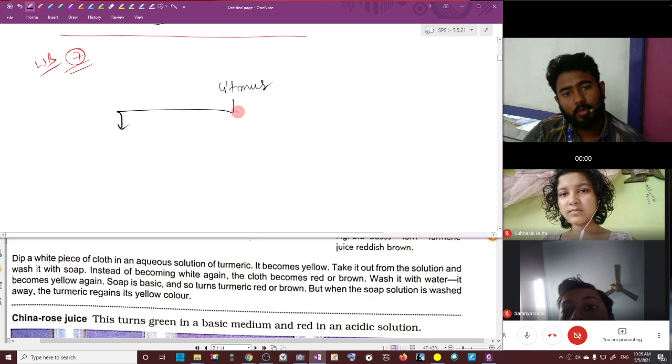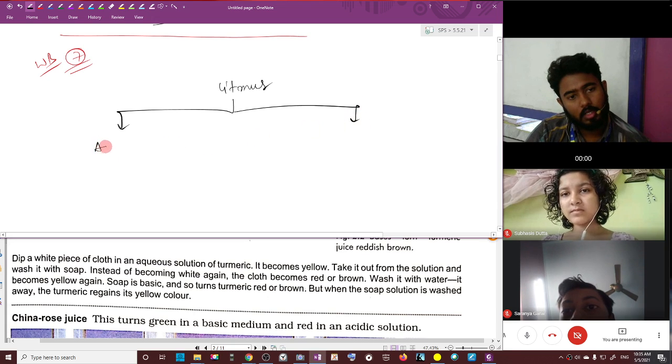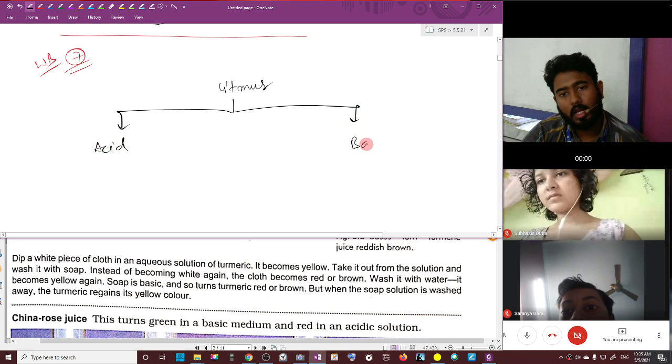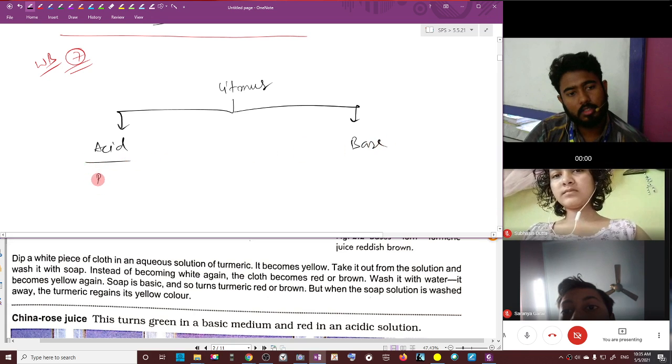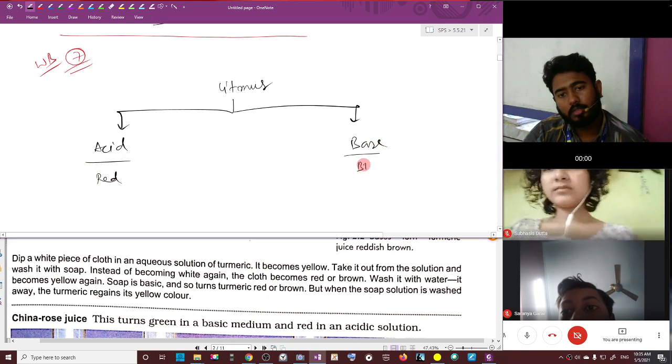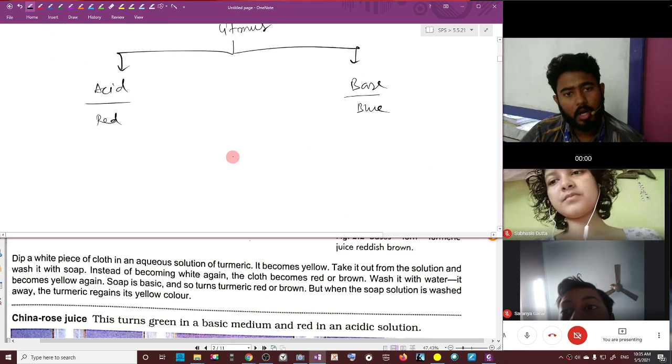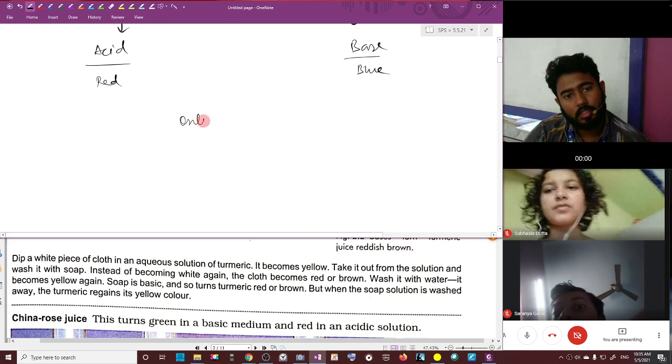Litmus can identify both of them. Litmus can identify an acid, litmus can identify a base. For acid it turns red, for basic it turns blue. Is that clear?